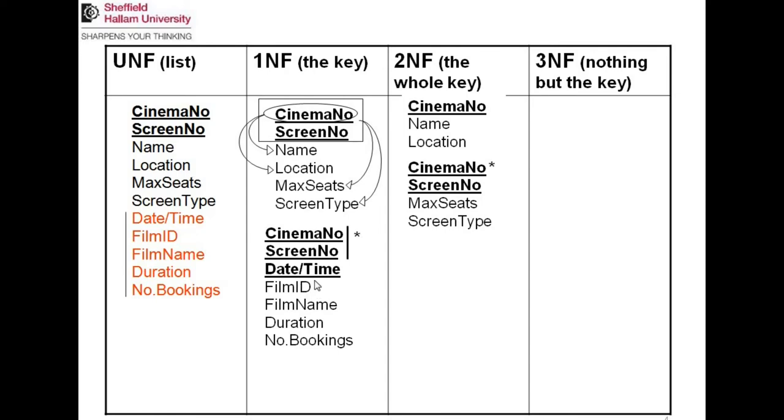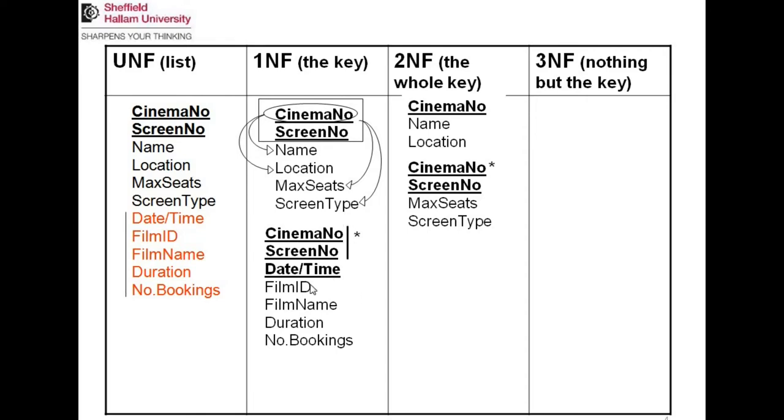The choice is, does it depend on all three of these attributes or on only some of them? If that's our choice, the film name would be different if it was a different cinema number, screen number, date and time. So it depends on all three. Duration depends on all three. Number of bookings, of course, depends on all three. If it was a different showing, it wouldn't be the same number of people going, presumably.